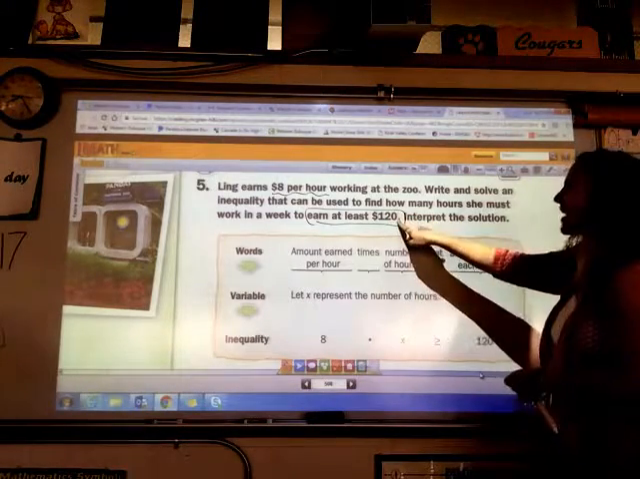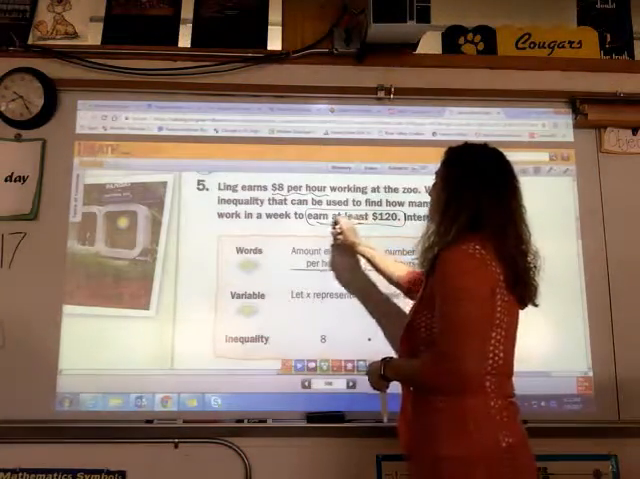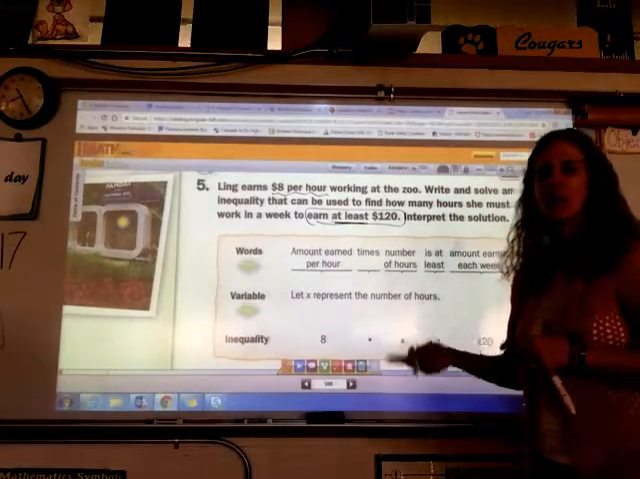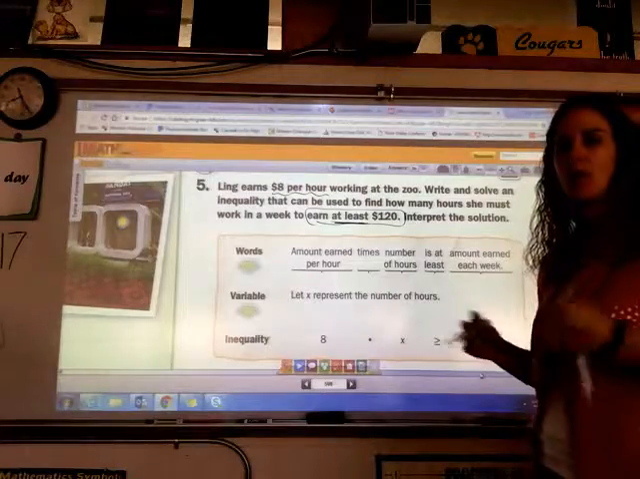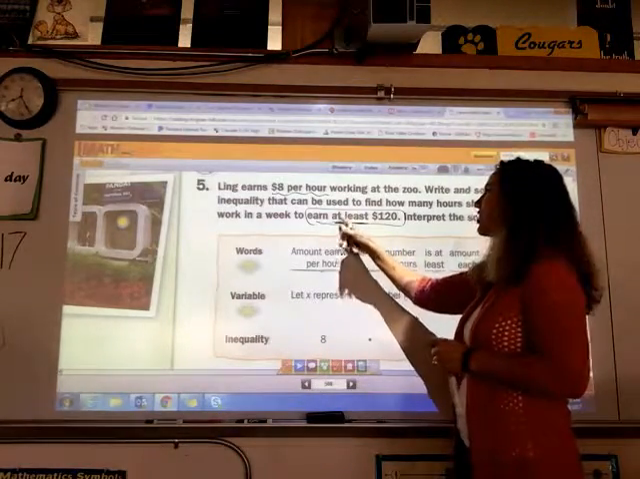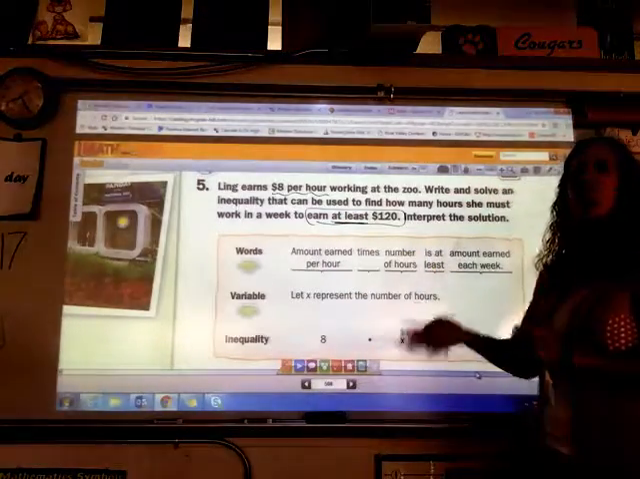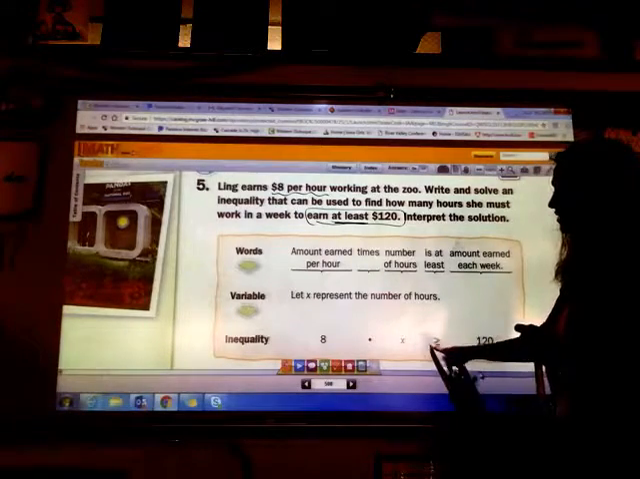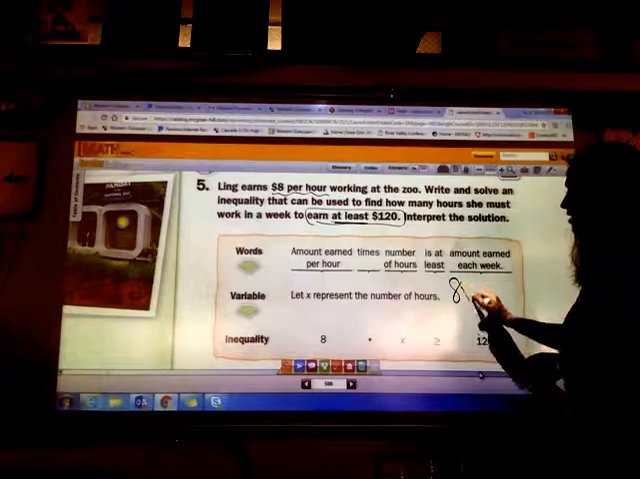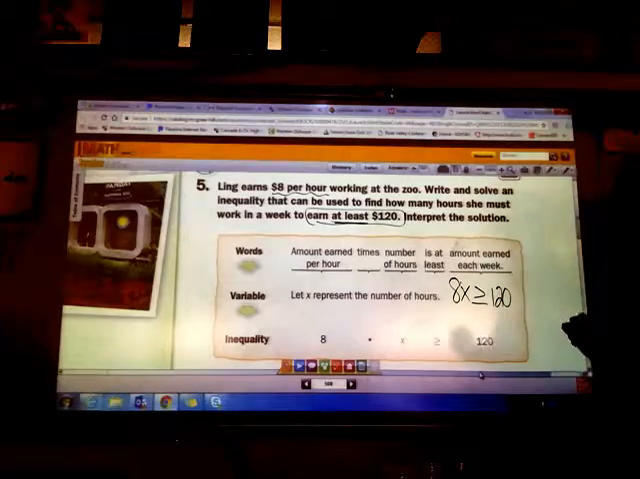And we know she needs to earn at least $120. So remember when I talked the other day about that table, when you're trying to fill in your inequality symbols of less than or equal to, greater than or equal to, less than or greater than, you may have to look back at your table if you forget your terminology. So at least means she needs to have at least $120, but she can go over. So we're using the greater than or equal to, and then we have 120. So technically we're looking at an inequality of 8x is greater than or equal to $120.